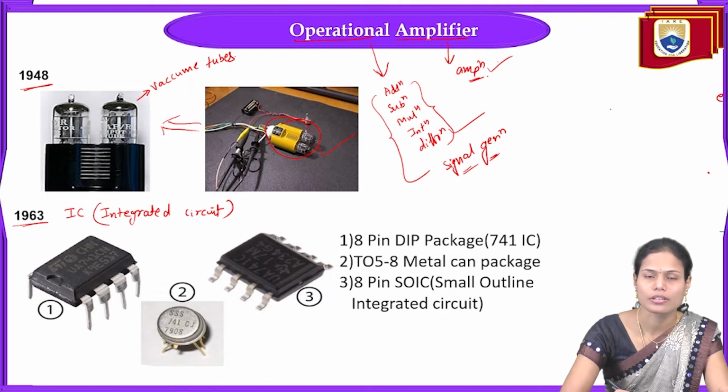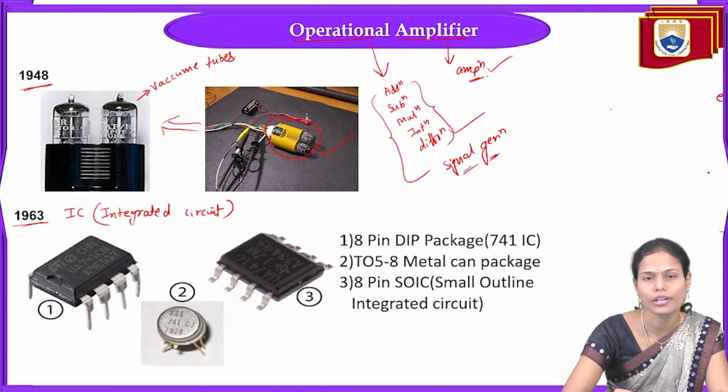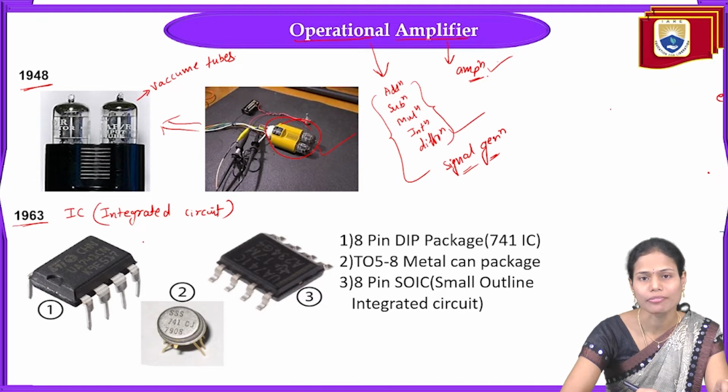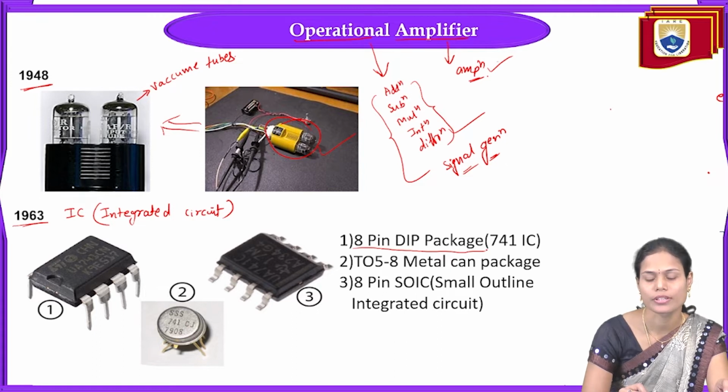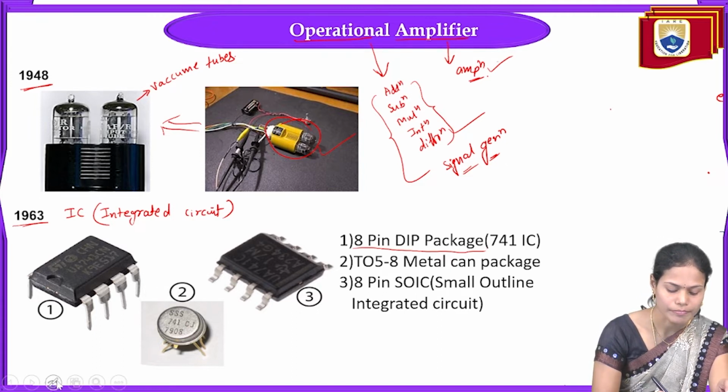Here IC is nothing but integrated circuit. It is called an integrated circuit because it can interconnect so many components within a single chip. Nowadays, the operational amplifier is available in three different types of integrated circuits. The first one is the 8-pin dual-in-line package, that is the 741 operational amplifier. So this is the 741 operational amplifier.